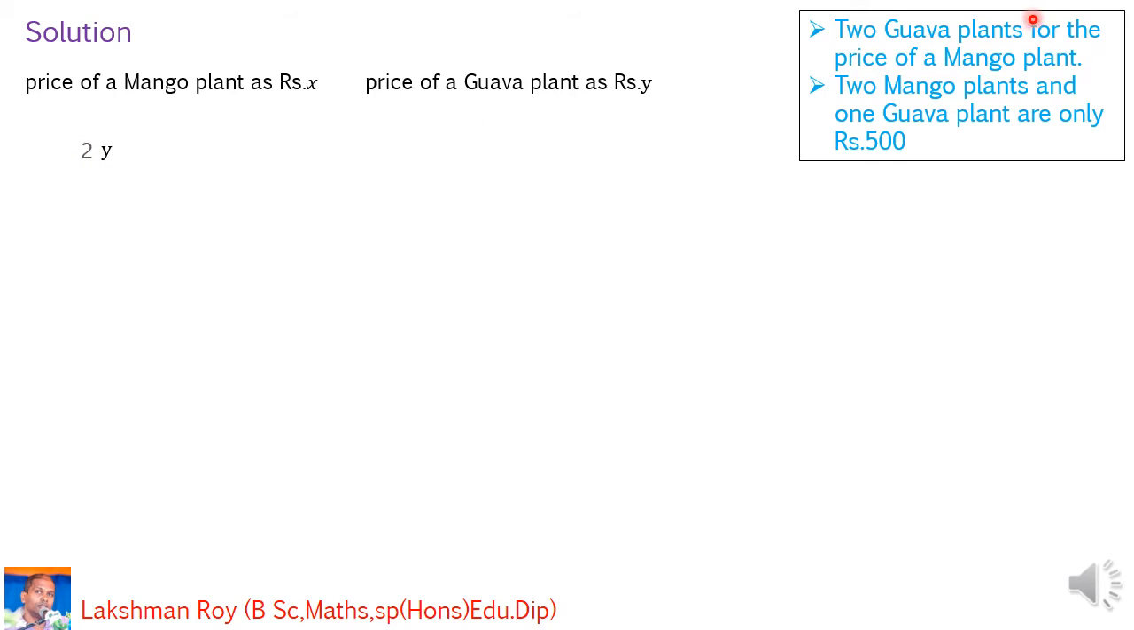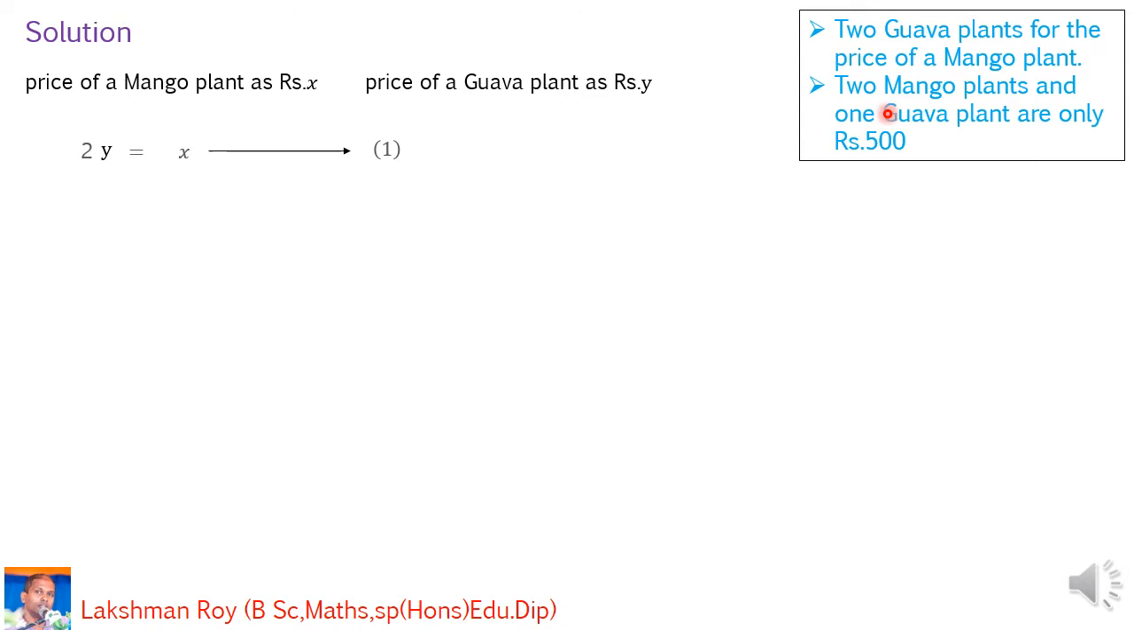So that is for the price of a mango plant. You can see a mango plant is X rupees. So what do they tell? 2 guava plants, that means 2y, for the price of a mango plant. That means the price of 2 guava plants can be bought for the price of 1 mango plant. So these two are equal, right? So we name this equation the first equation, right?